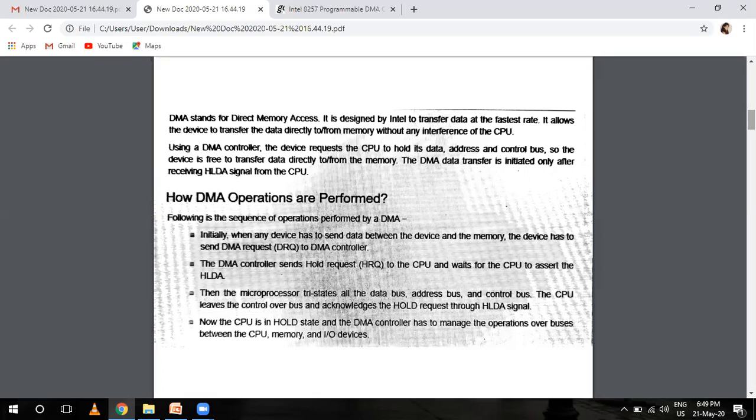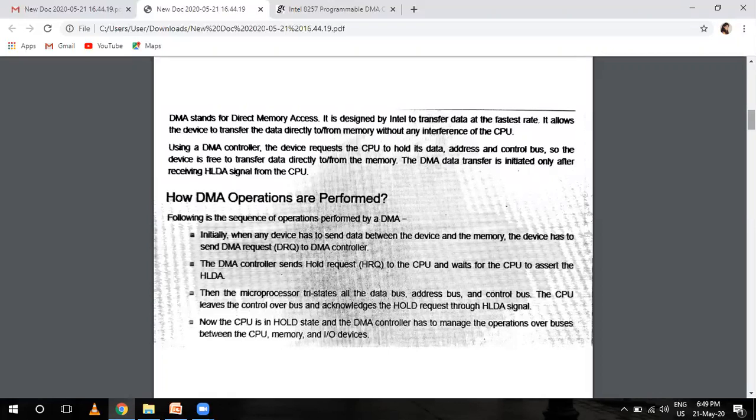Basically, in this video, I'm covering its pin and block diagram, and how DMA operations are performed. Initially, when any device has to send data between the device and the memory, the device has to send a DMA request to the DMA controller. The DMA controller sends a hold request to the CPU and waits for the CPU to accept it.